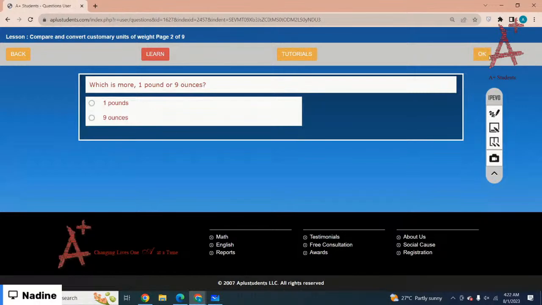Which is more, 1 pound or 9 ounces? Which is the correct option? The correct option is 1 pound because in 1 pound you have 16 ounces. So 16 ounces is more than 9 ounces. The correct option is 1 pound, right? Very good.